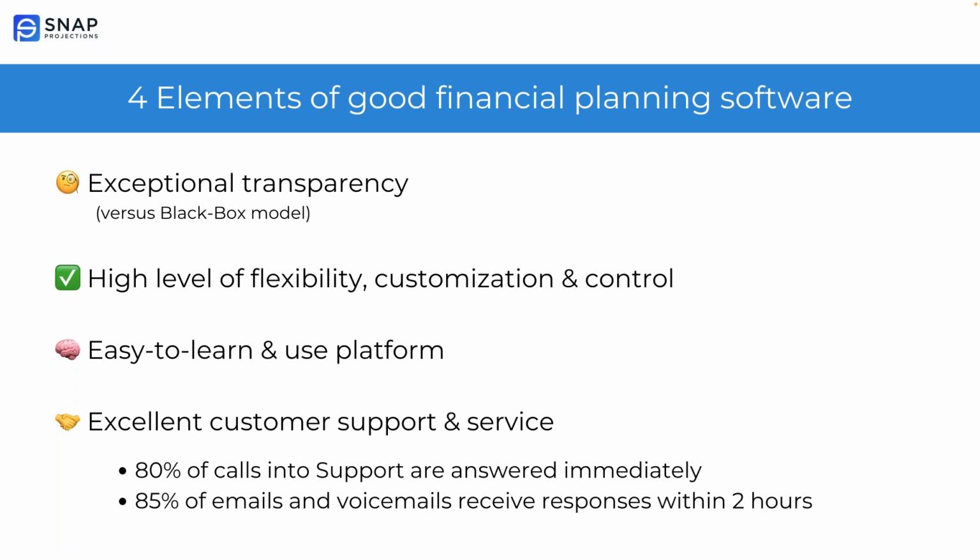We believe there are four core elements that are absolute essentials for any good financial planning software. Number one is transparency. When you need to explain something to your clients, you need to first be able to understand it yourself. I talk with advisors all the time who tell me that if they cannot see how the numbers are being calculated, they feel uncomfortable presenting the plan to their clients. Next comes flexibility, customization, and control. Without that, you can't model your clients' lives accurately or make the plans truly personal.